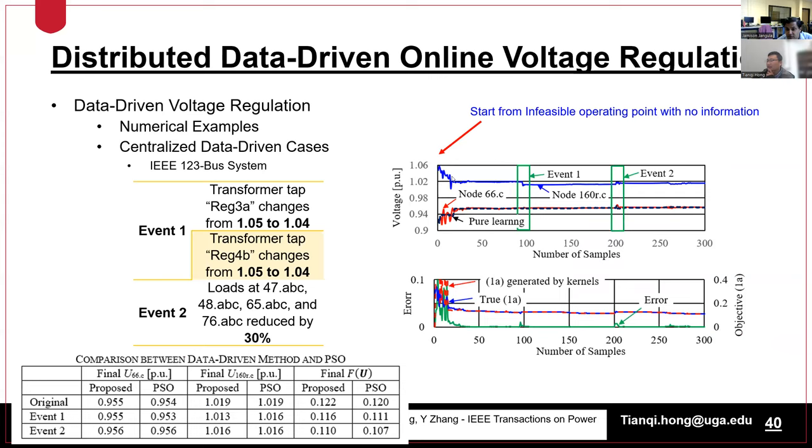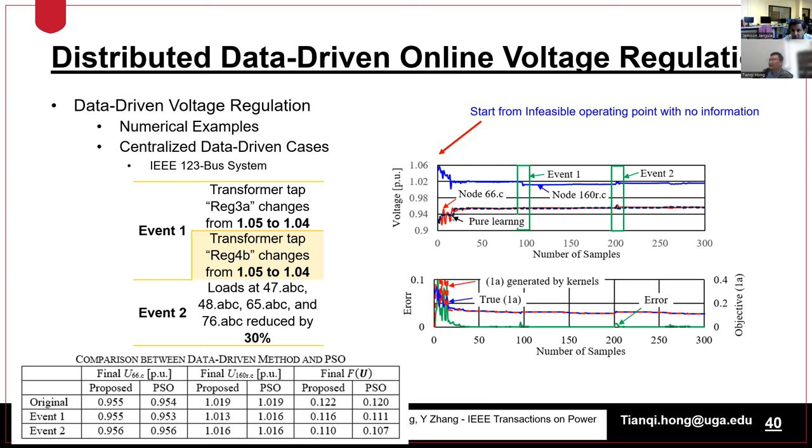Yeah. So the blue one is the node voltage on 160 regulator phase C. The red one is the node voltage on bus 66 phase C, and the black one is an example of pure learning. I missed part: the red one is when you do the kernel regression. I add some noise to the command to speed up the training process. But if we remove the noise, we still can learn the power system model by only using the solution computed from the interior point method.